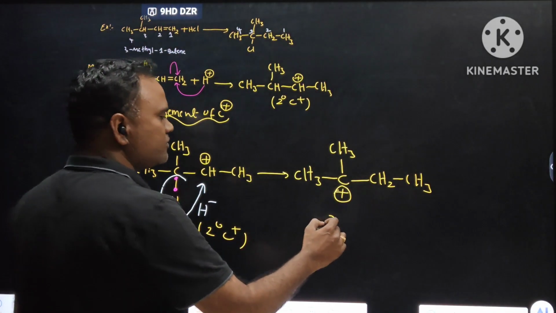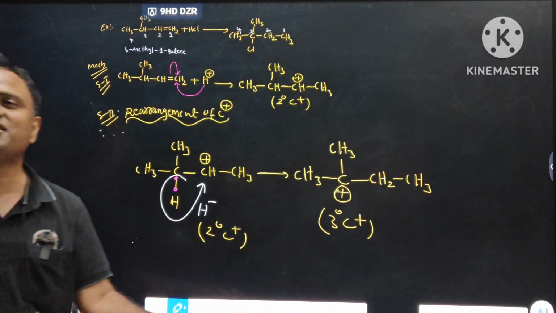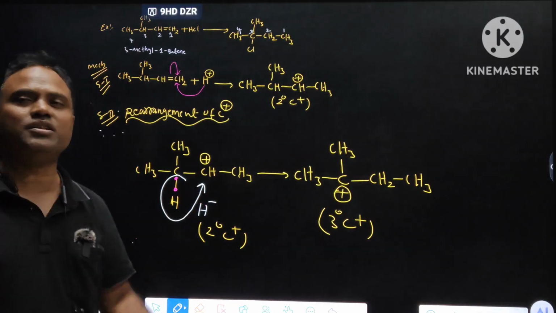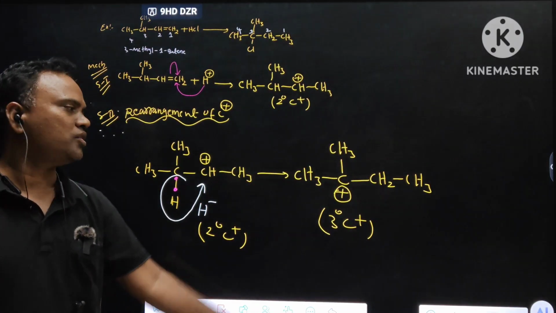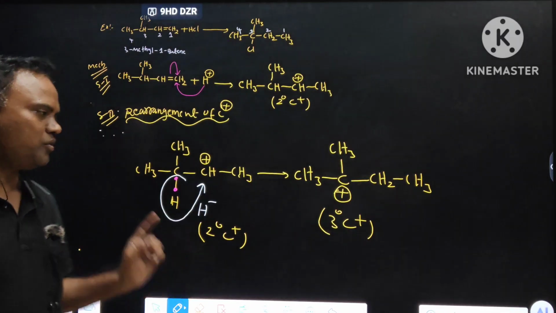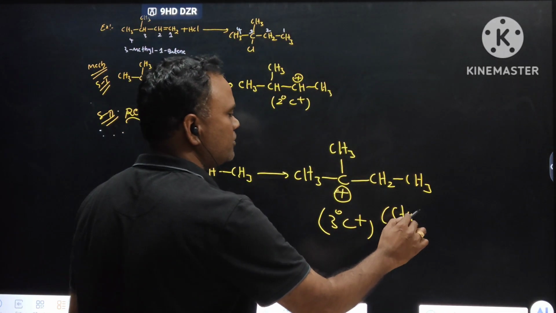Now observe its degree. 3 degree carbocation. Clear? So that is the reason hydrogen is shifting along with the extra electron as H minus. So this is a 3 degree carbocation. 2 degree carbocation, 3 degree carbocation. This is stable. Very important phenomenon.